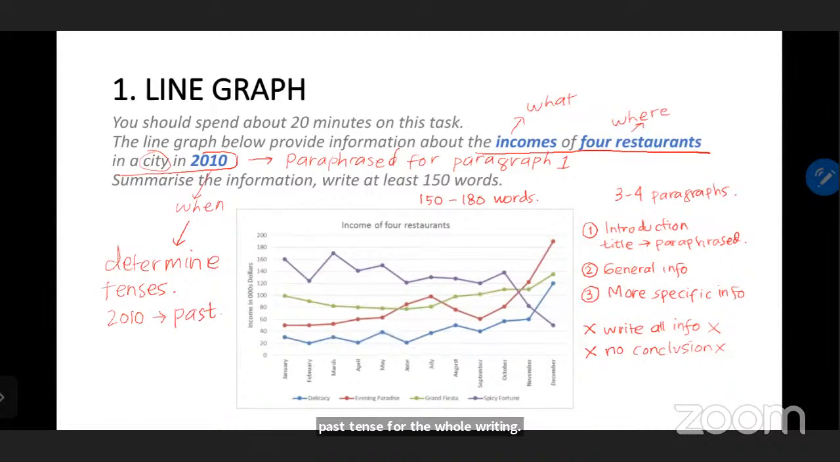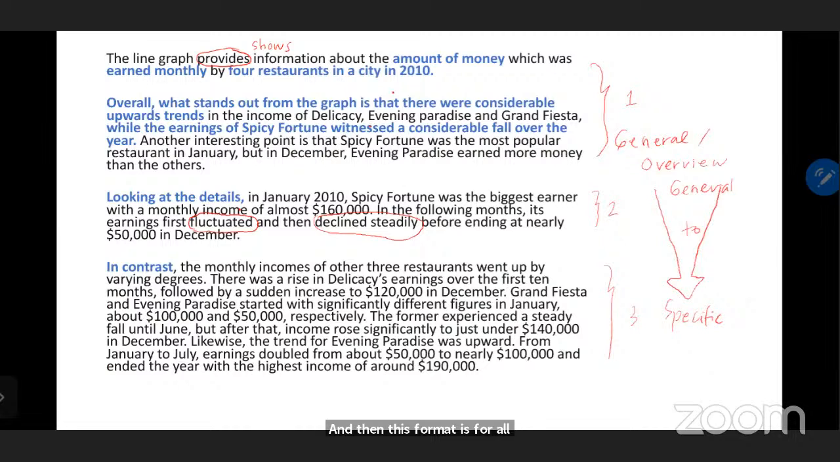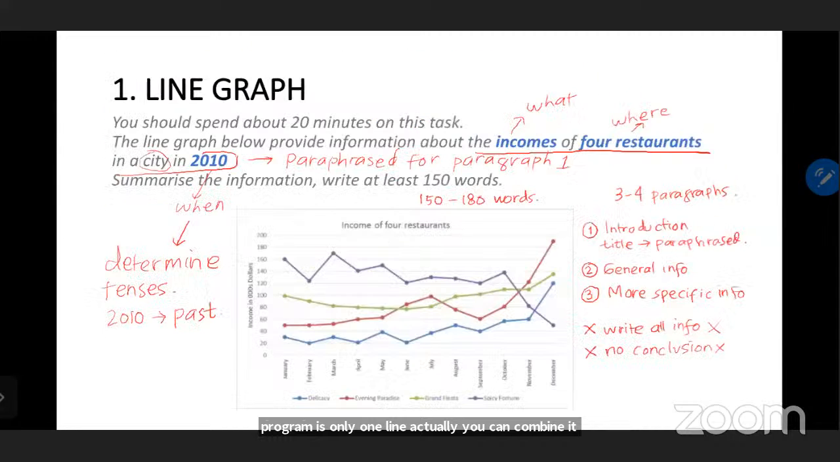Okay, so that's about line graph. This is the graph, and you have to also understand all of the information here. And then this format is for all writing task 1. So here's the example. Okay, in here they make 4 paragraphs. It's okay because first paragraph is only 1 line. Actually, you can combine it into one here. Okay, like I said here, 3 to 4 paragraphs.